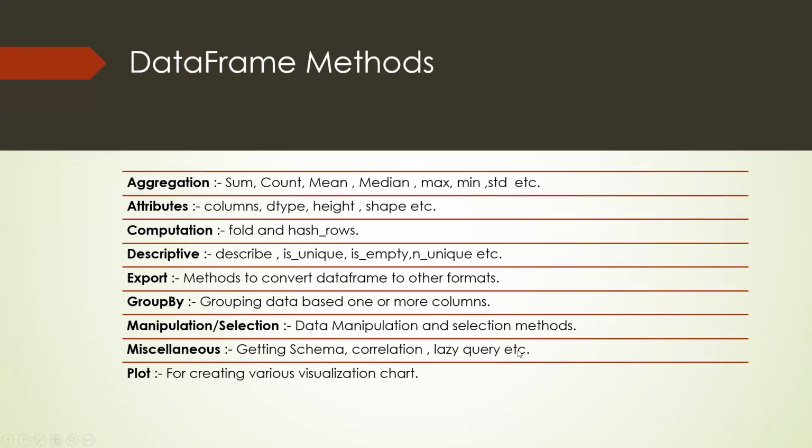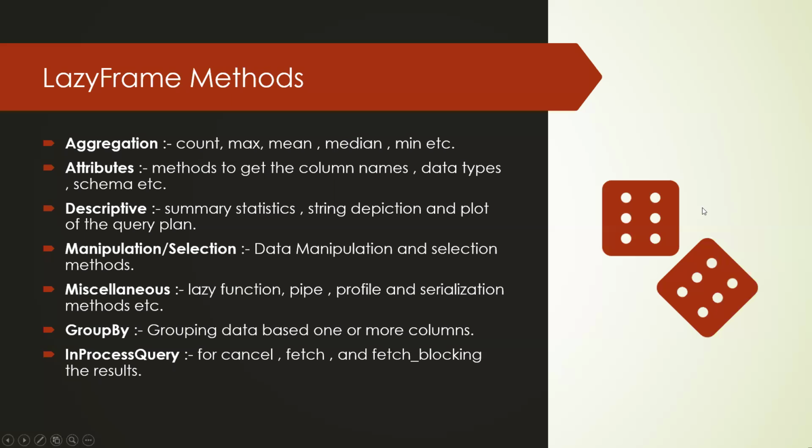Then there are some miscellaneous methods also, like if you want to get the schema of the DataFrame, or the correlation between the different columns, or perform a lazy query, etc. And then the Polars DataFrame also has a plot method which can help us in creating a visualization chart. So this was all about the DataFrame methods.